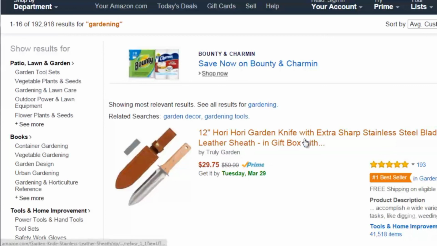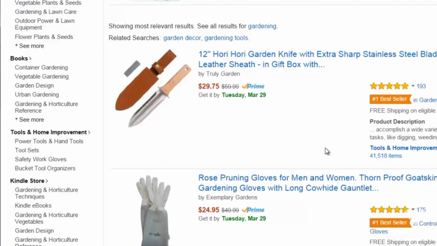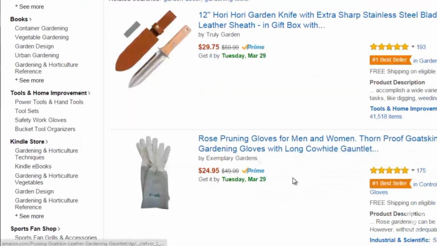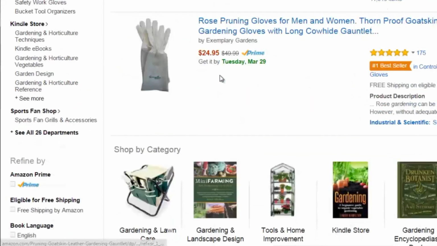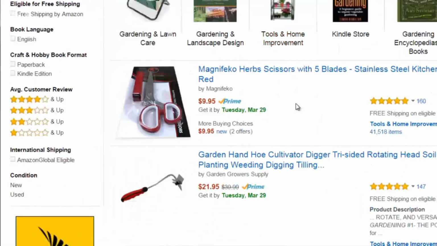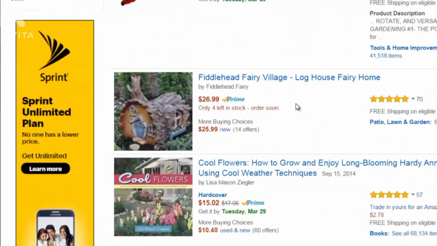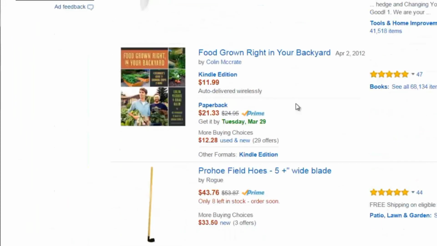So we can see garden knife with extra sharp stainless steel blade. So I'm getting the feeling that they want quality tools, because if you garden enough, your tools will eventually get used and may rust away. So you definitely want good quality stuff. So pruning gloves, about 24 bucks. We're looking through here. We have $10, 21, 26, 15, 33. Now, you notice I'm looking at the price points, right?